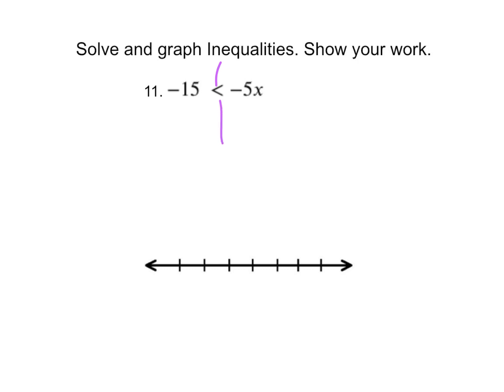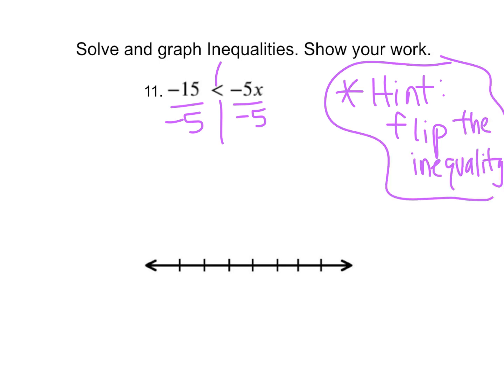Okay, so let's see. I'm going to divide by a negative. Divide by a negative. Do you remember that hint that we had on the board? When you divide by a negative, you have to flip the inequality. Okay, so I'm going to divide by a negative, and then I have to remember that I had to reverse the inequality. And then a negative divided by a negative is a positive. Okay, so I get x is less than 3.